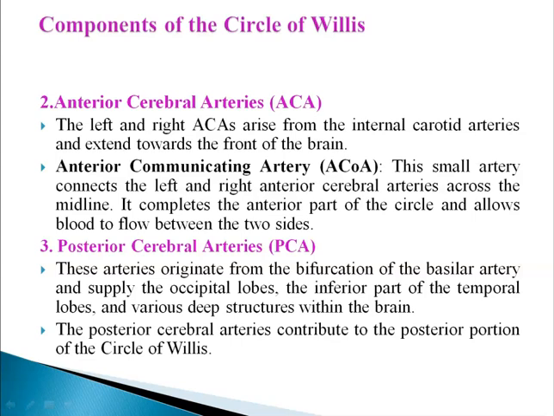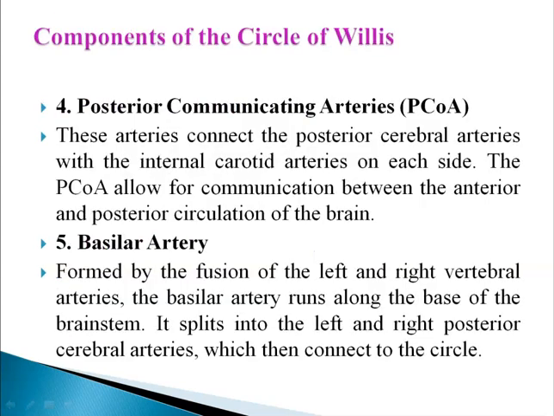And the next is the posterior cerebral artery. These arteries originate from the bifurcation of the basilar artery. That is, the basilar artery divides into the two posterior cerebral arteries, and they supply the occipital lobes, the inferior part of the temporal lobes, and the various deep structures which are situated within the brain. Thus, the posterior cerebral arteries contribute to the posterior part of the circle of Willis.